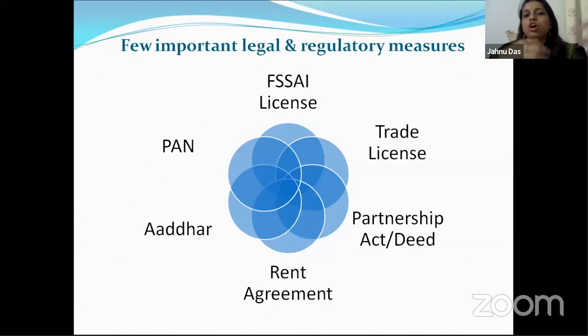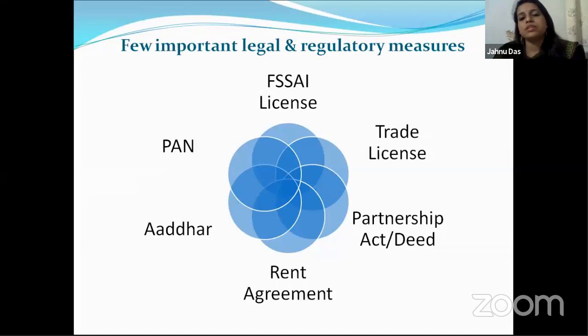After that, let's take an example that the area where you are going to operate, suppose you have taken that area on rent, then the rent agreement is compulsory with your landlord. Without the rent agreement, you cannot apply for the trade license. To get your trade license, your rent agreement is compulsory. So this rent agreement between the tenant and the landlord is a very important document.